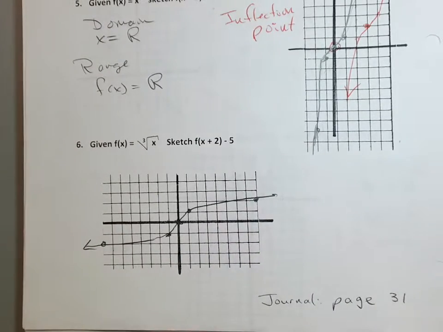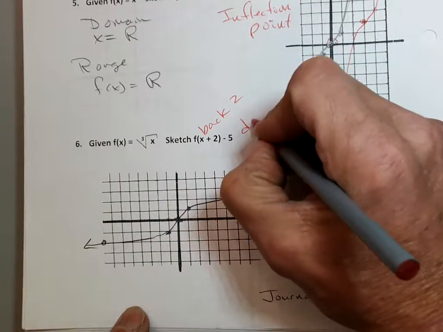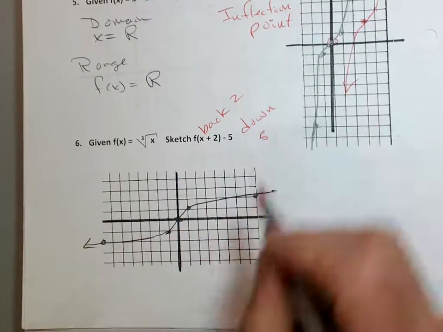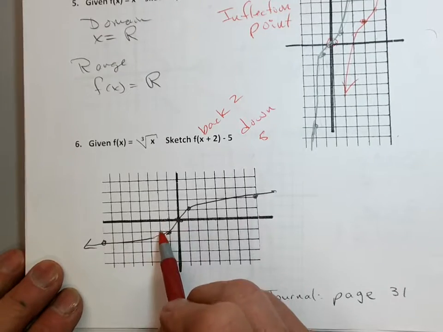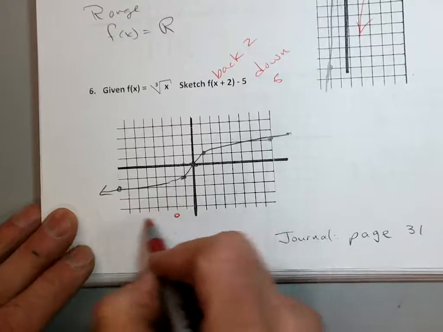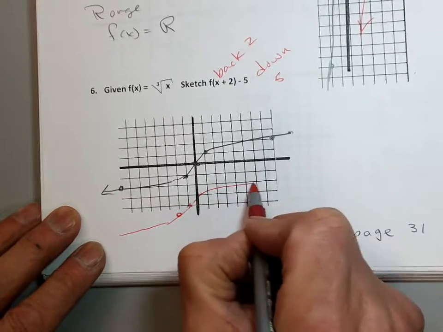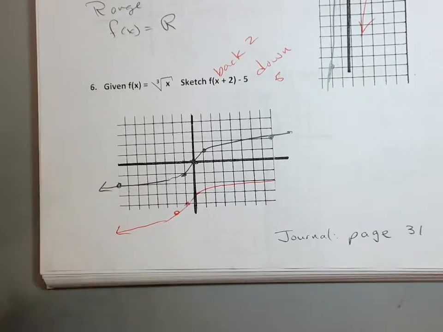Now, we're going to move it back 2 and down 5, right? So I'm going to go back 2, down 1, 2, 3, 4, 5. I'm off my graph. That's, I guess, the way it goes. And I'm going to sketch it in lightly. It's going to look something like that, all right?